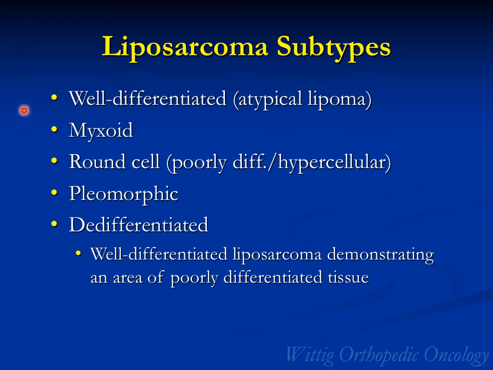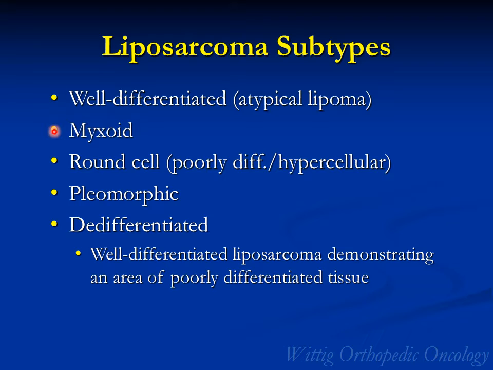There are different types of liposarcomas. Well-differentiated liposarcoma, also referred to as low-grade liposarcoma or atypical lipoma, could have a very similar appearance as a lipoma, a very large lipoma on an MRI. It follows fat signal intensity on all sequences.